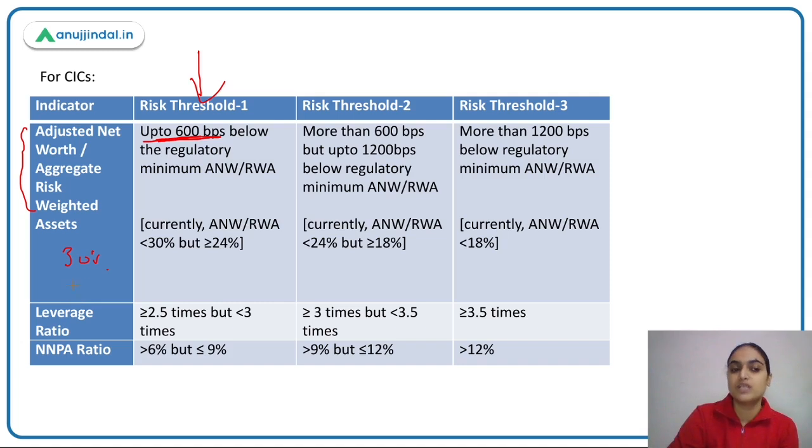Yani ki agar aapko 30% maintain karna hai, to usse 6% kam tak agar aap maintain kar rahe ho, that means 24 se 30% to aap first threshold ko breach kar rahe ho. If you are maintaining it at a lesser value which ranges between 600 basis point to 1200 basis points below the regulatory requirement, then you are under risk threshold 2.